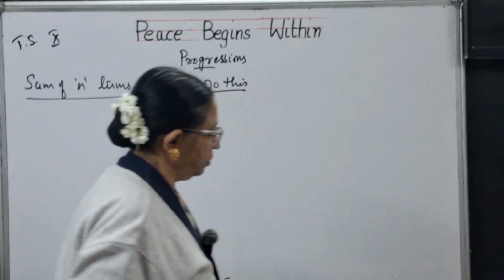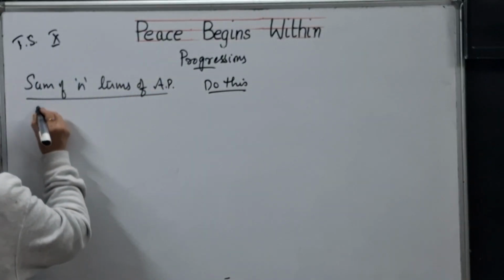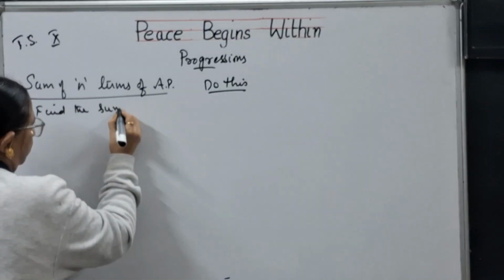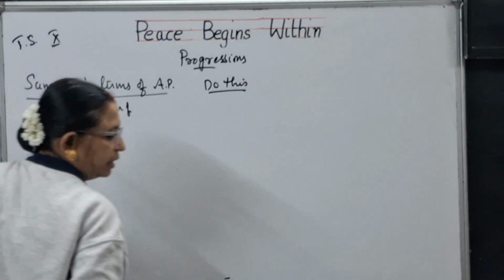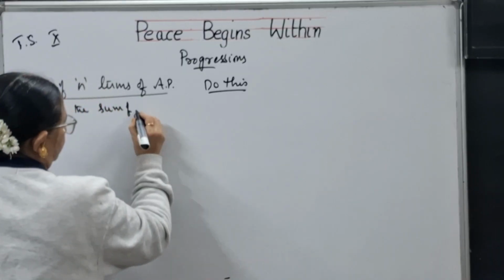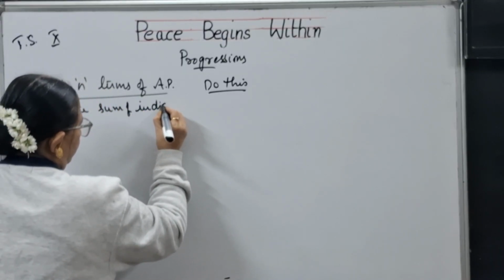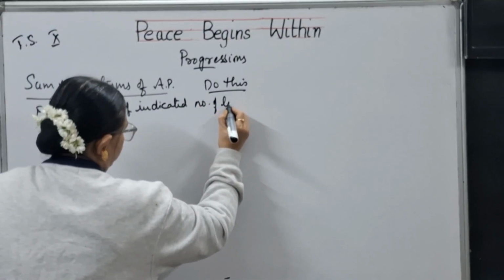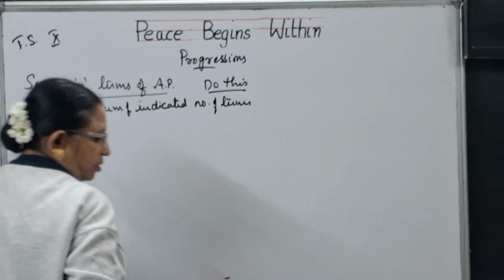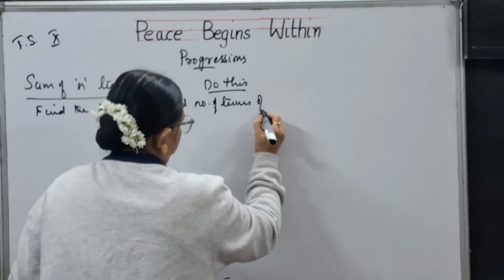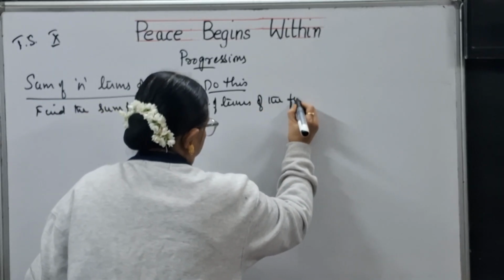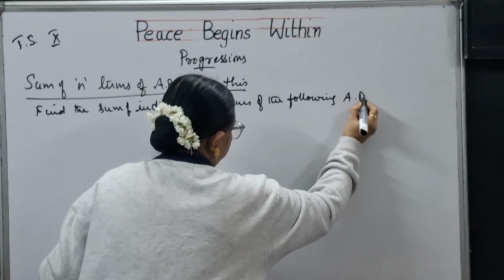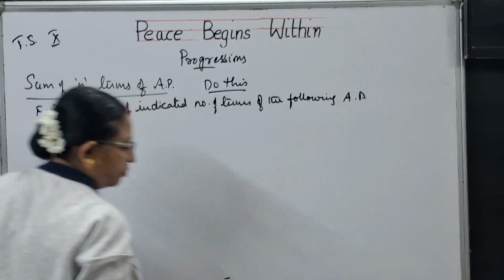Now do these sums, children. Find the sum of indicated number of terms of the following AP. So they are saying that the given ones are in AP. Now you have to find the sum.